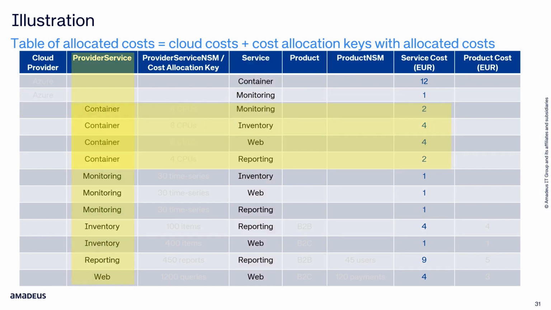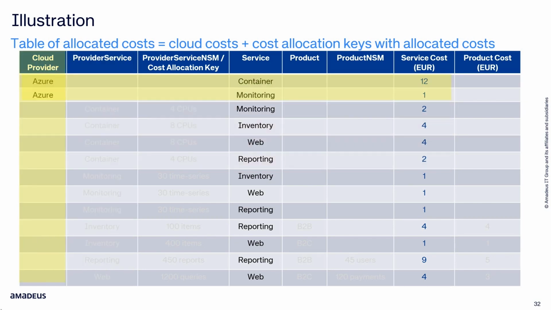Conversely, the table can be filtered by provider service to see the cost allocated to consumer services. For example, you can see that the container service cost is allocated to monitoring, inventory, web, and reporting. The table can also be filtered by cloud provider to see the services consuming directly the cloud. For example, you can see here that the Azure cost is allocated to the container and monitoring services.